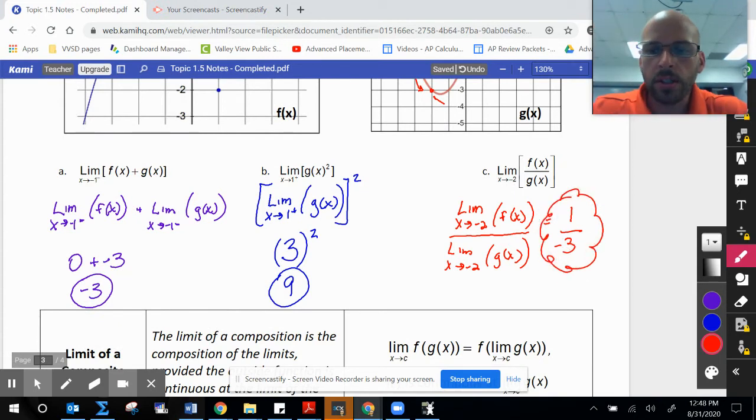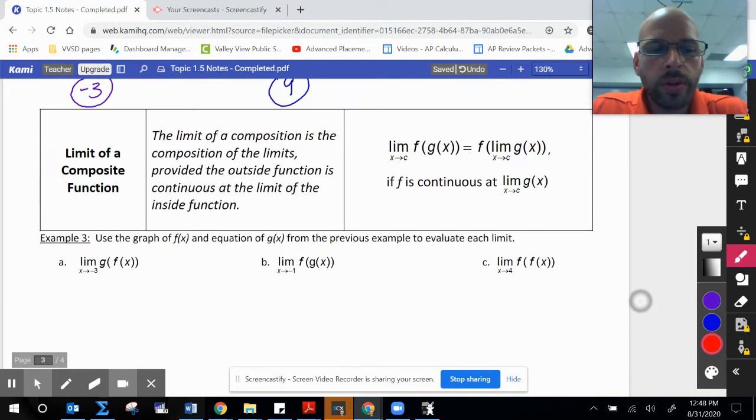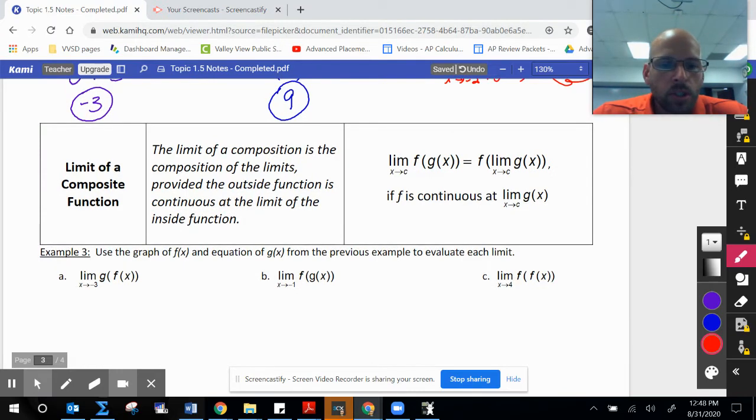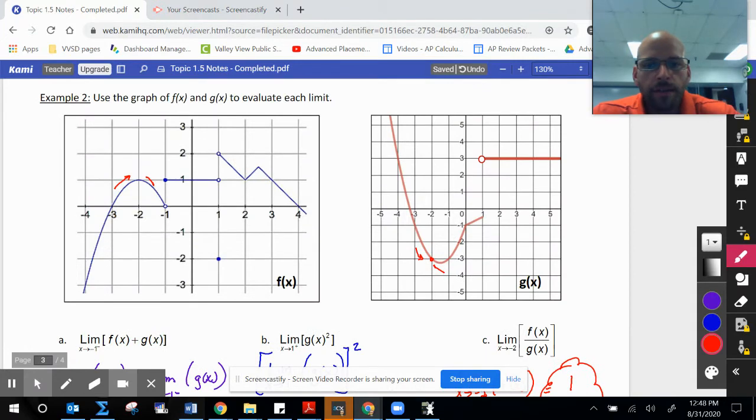So I get the answer of -1/3. Okay. All right. Compositions. This is when I have one function substituted into another. Now we're going to use the same graphs for these.